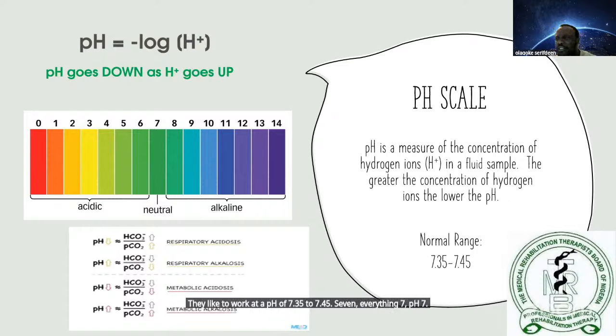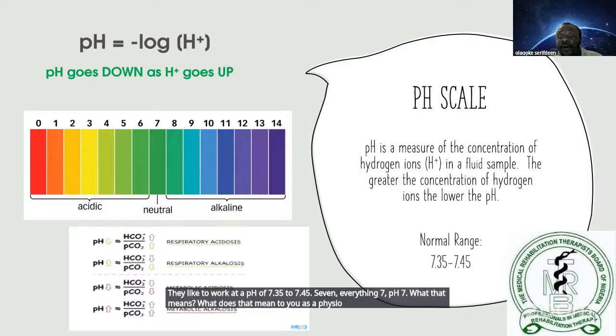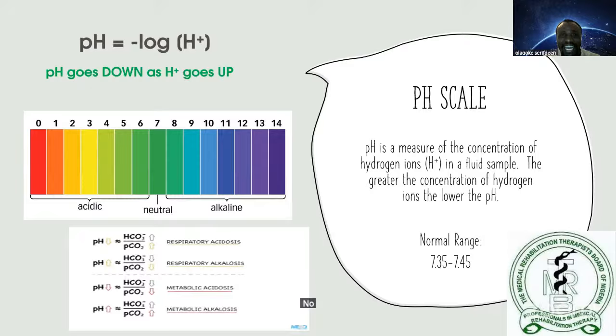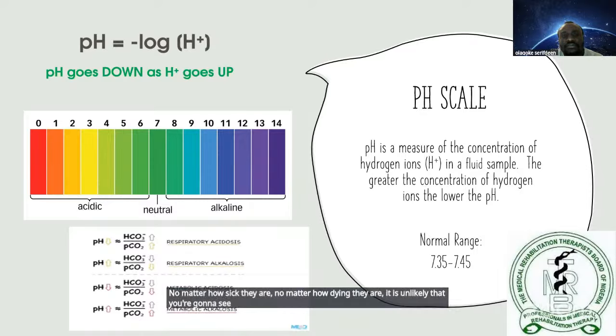What does that mean to you as a physio? That means no matter how poorly a patient is in the hospital, no matter how sick they are, no matter how dying they are, it is unlikely that you're going to see a pH of 15. You're not going to see that. That person will not be compatible with life.